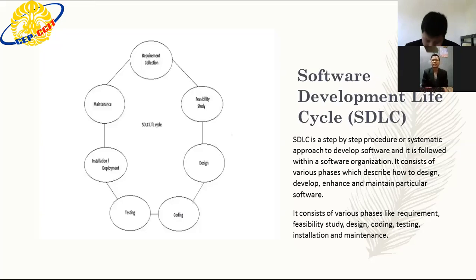Next is black box testing. Black box testing is a method of software testing that examines the functionality of an application without peering into the internal structure of its workings. This method can be applied virtually to every level of software testing: unit, integration, system, and acceptance. It is sometimes referred to as specification-based testing.